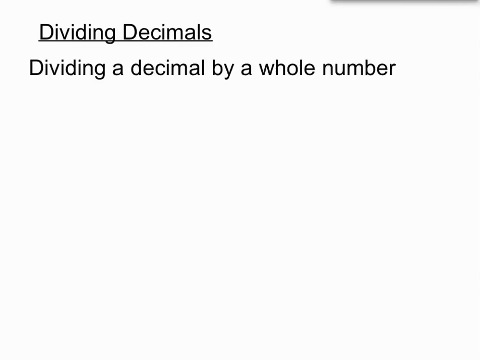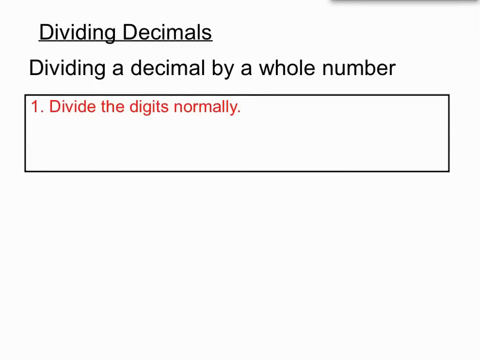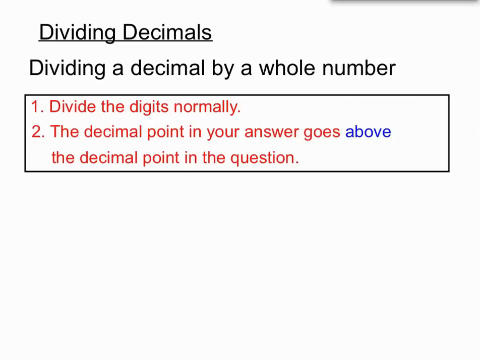Okay, when we divide decimals, when we're dividing by a whole number, we will divide the digits normally and just make sure that the decimal point in our answer goes above the decimal point in the question. Have a look at an example to show us all about it.